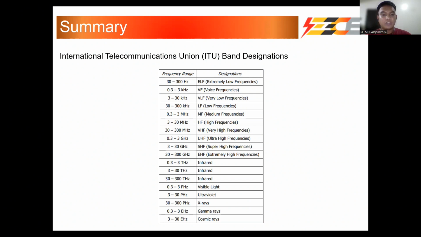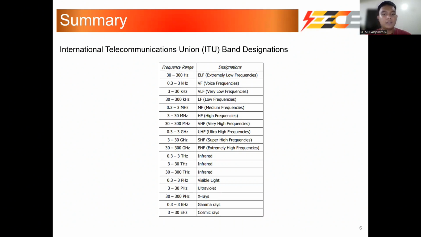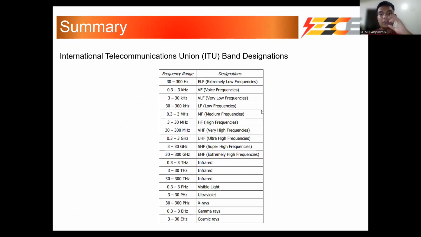Next frequency range, we have 3 to 30 kilohertz. So it is classified as the VLF, or the very low frequencies. The very low frequencies include the higher end of the human hearing range, up to 20 kilohertz, and many musical instruments also make sounds in this range. Next frequency range, we have 30 kilohertz to 300 kilohertz.